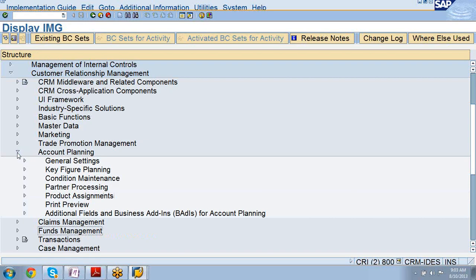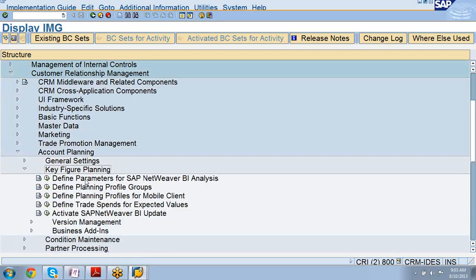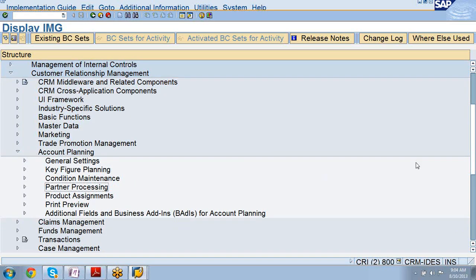This is something called account planning, which is talking about the diagram, about profit and loss or win and loss. This key figure planning is done with the NetWeaver BI, which gives these parameters, and they activate the NetWeaver BI update. The BI system has to be present in that case. So the total trade spends, how much expected business, all these things. It is reporting work within CRM. The technical people will come into the picture, and a BI consultant also has to be there for this key figure planning. I'll also show you some basic settings here.